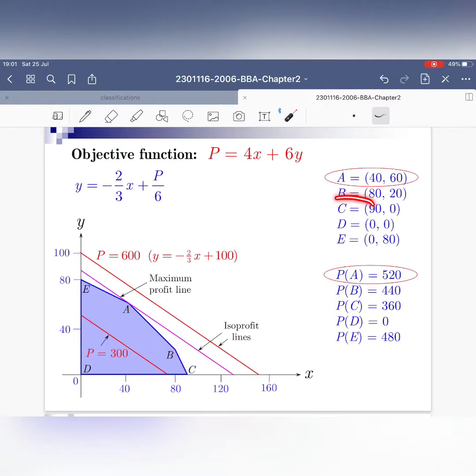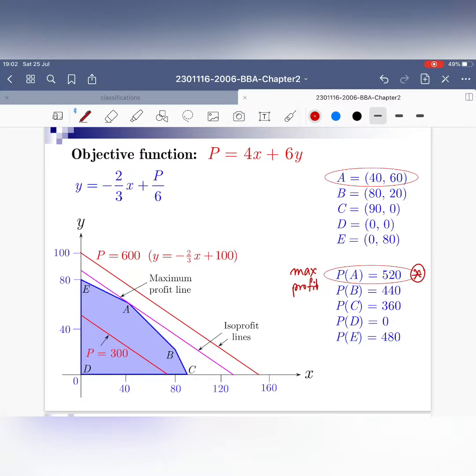If you're talking about point C, you have 4 times 90, which is 360, and this one is 0, so you have a profit of 360 here. Of course, for E, your y is 80, so you have 6 times 80, which is 480, the profit for this point. And for the origin (0, 0), you have no profit. So which one is the maximum? Right here is your maximum profit.